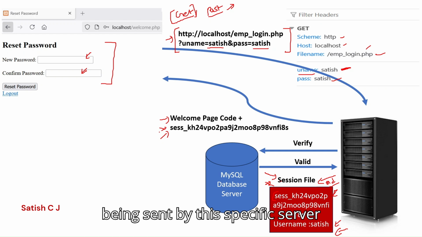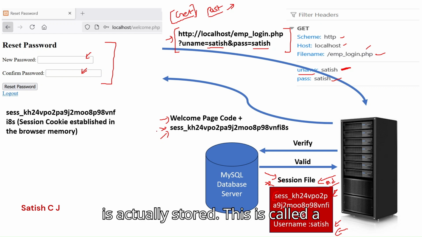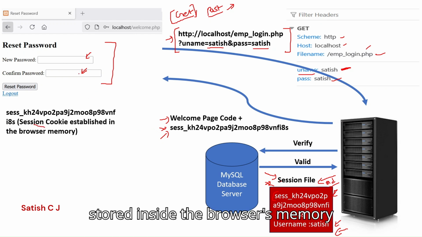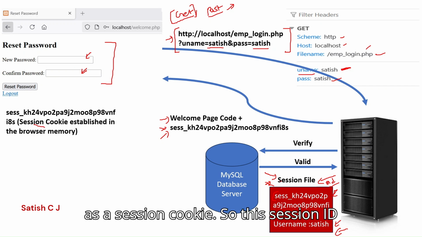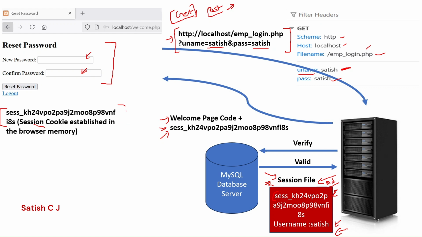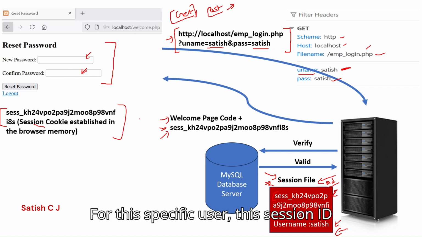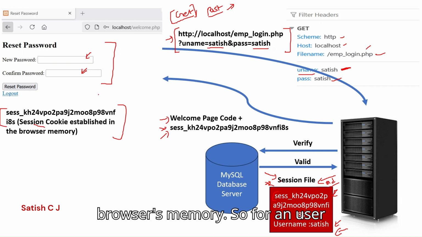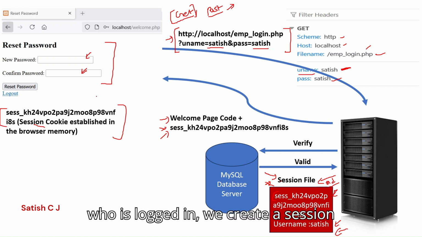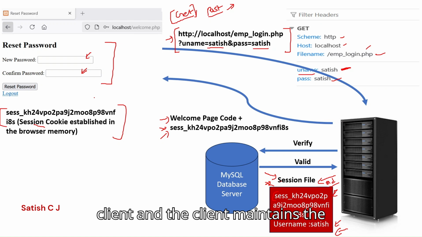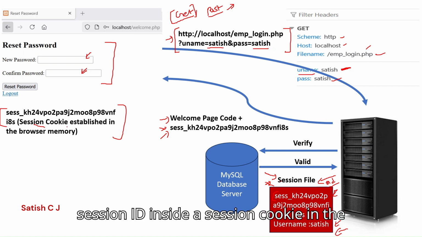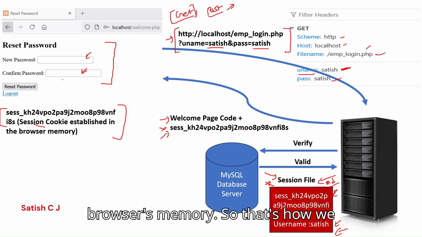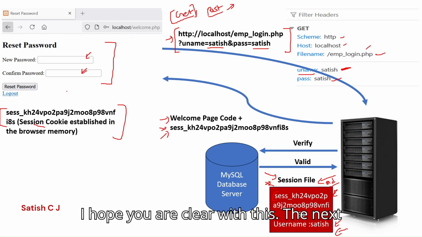And then this session ID that is being sent by this specific server is actually stored. This is called a session cookie. This session ID is stored inside the browser's memory as a session cookie. For this specific user, this session ID was created and sent, and this session ID is stored as a session cookie inside the browser's memory. So for a user who is logged in, we create a session and we assign a session ID, and that session ID is also sent back to the client, and the client maintains the session ID inside a session cookie in the browser's memory. So that's how we identify this specific user. I hope you are clear with this.